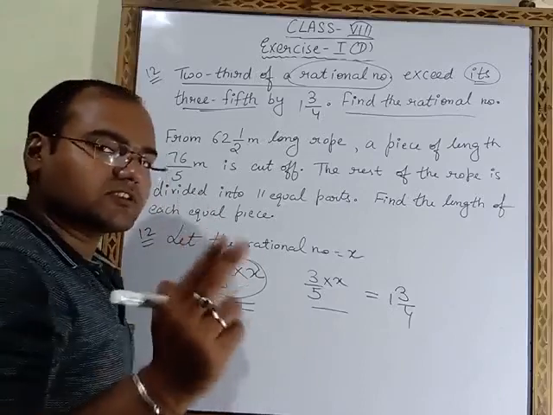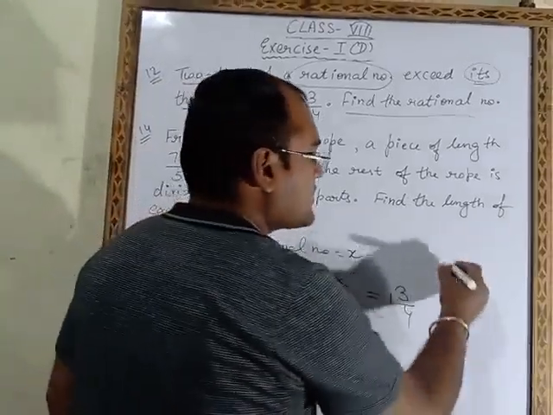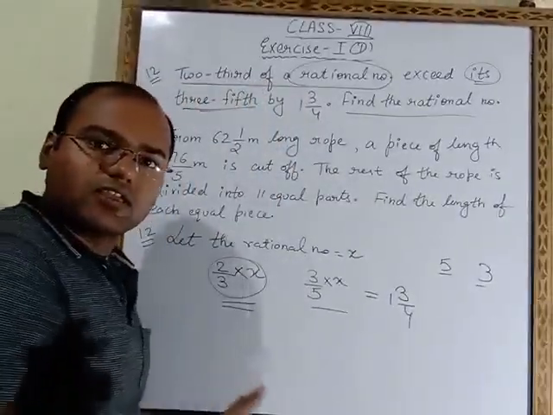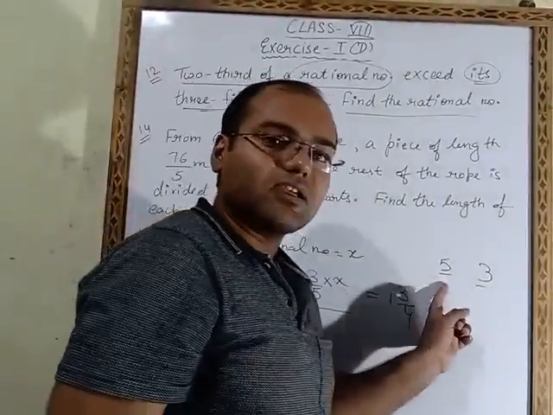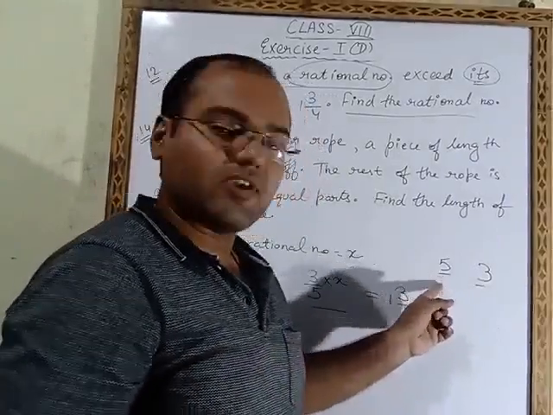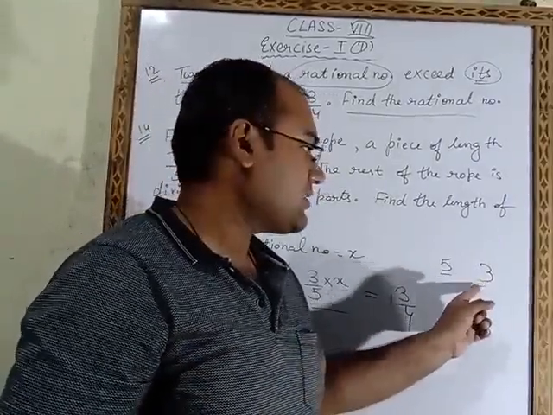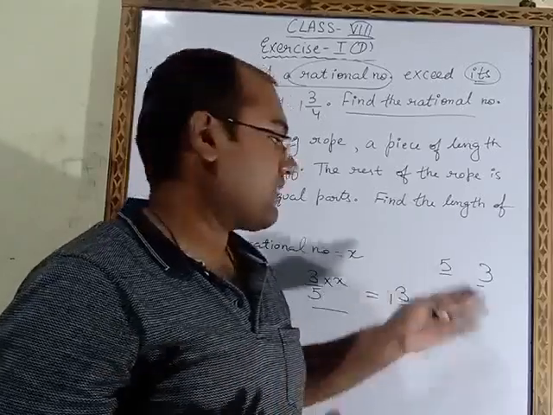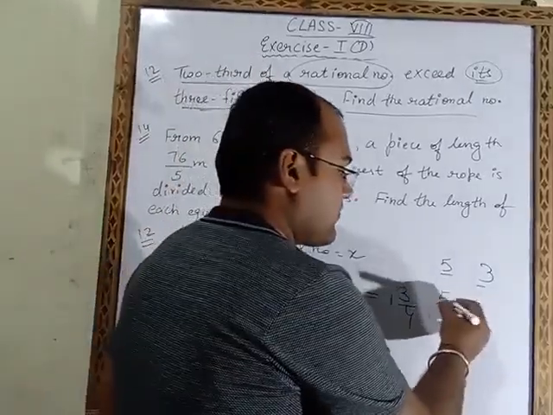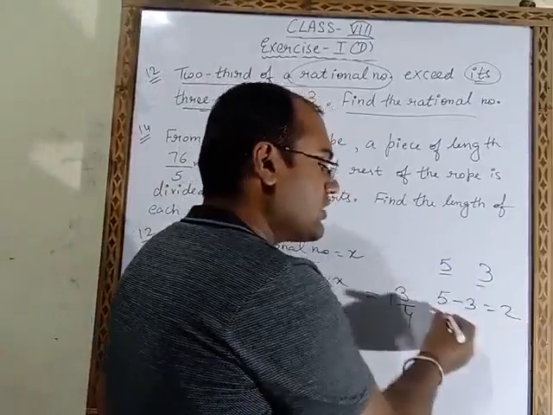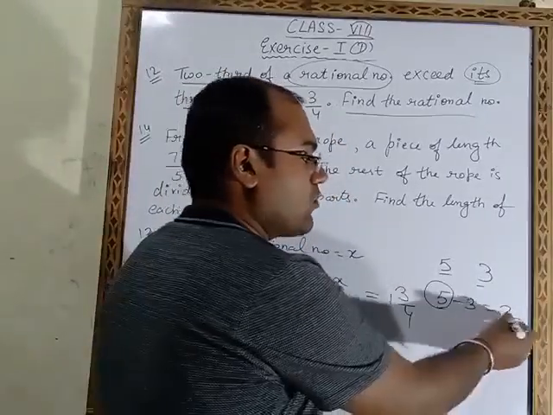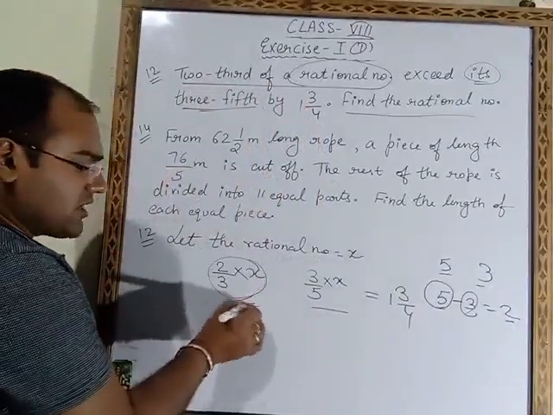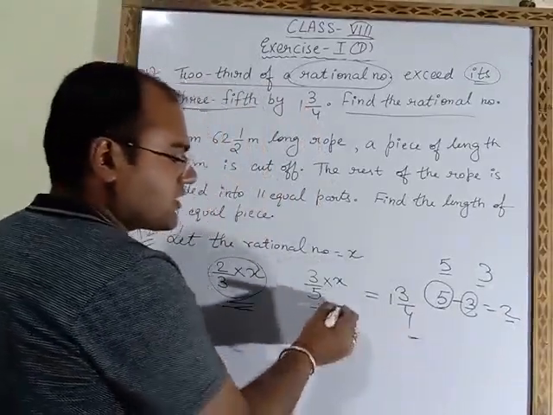Let's take one example, two numbers 5 and 3. We know very well that 5 is greater than 3. How much greater? It is 2 larger. 5 is 2 more than 3. How do we know that 5 is 2 more? If we subtract 5 and 3, we get the answer 2. That means 5 is 2 more than 3. In the same way, we have to do here. This number is this much more than this.